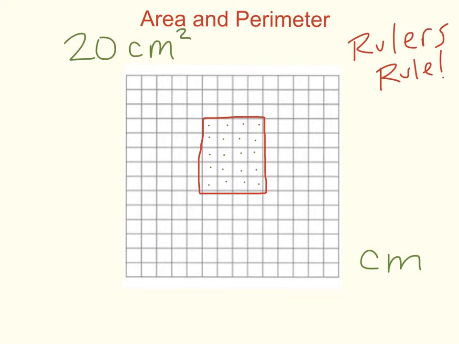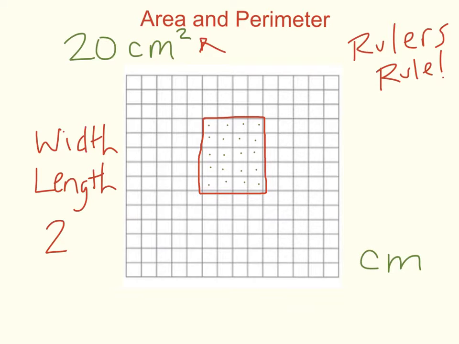And the reason that this little 2 here, that means squared, is so important is because we are measuring width and length when we find area. And those are 2 dimensions, so it's a 2D shape. That's why we have this little squared symbol up there. Okay?